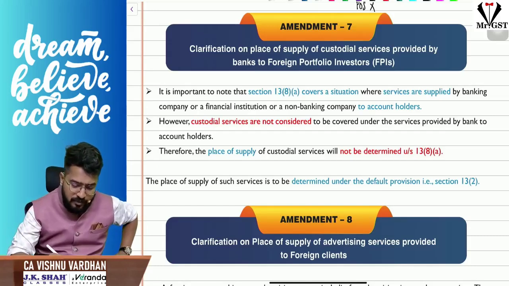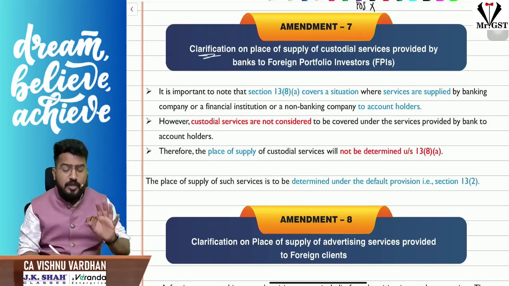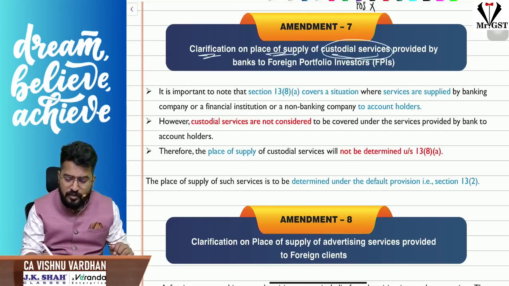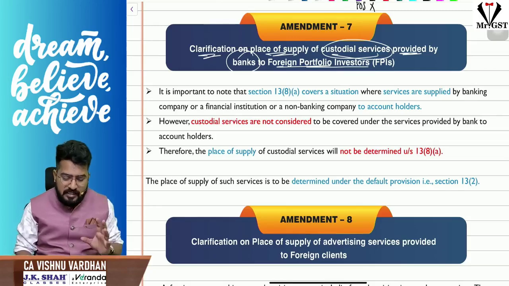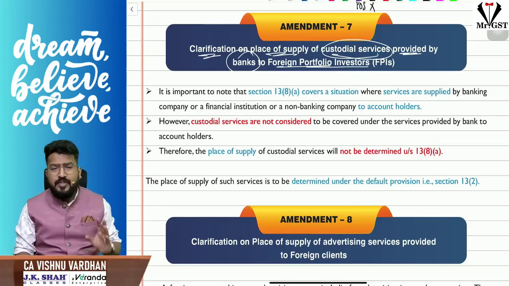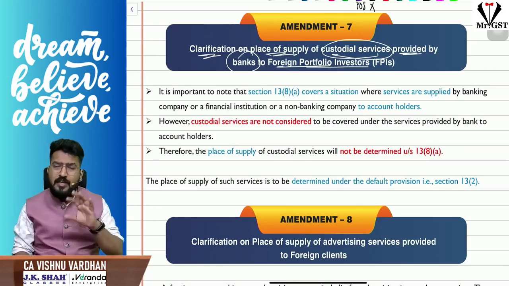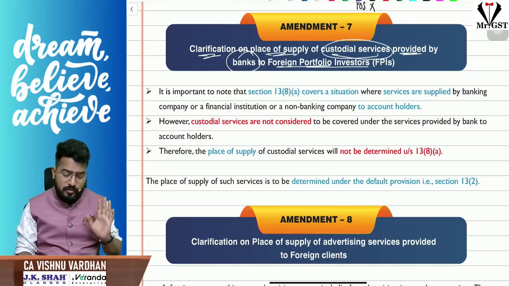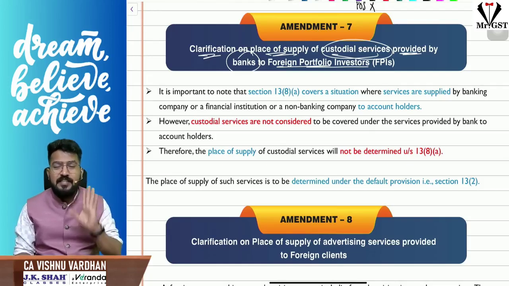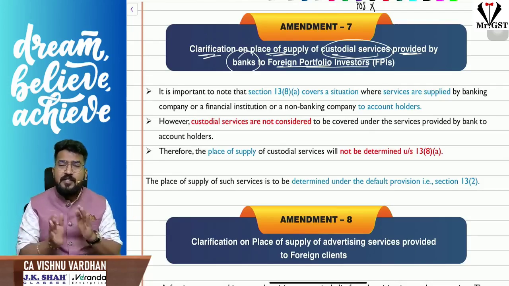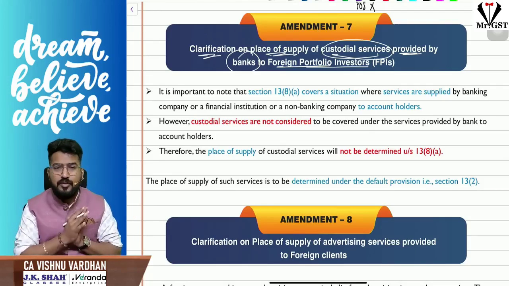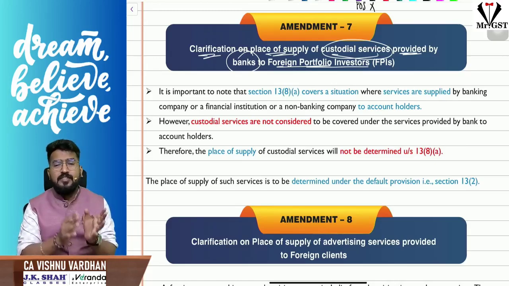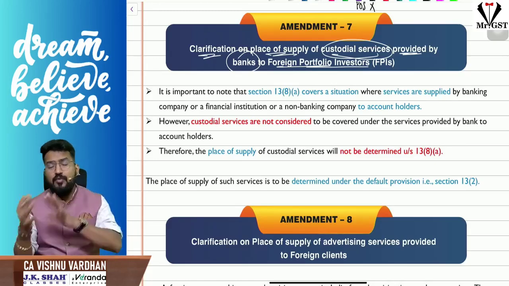Coming to the next amendment, this is with respect to clarification on place of supply for custodial services provided by banks to foreign portfolio investors. Please understand, banks are providing custodial services to foreign portfolio investors. Let us not worry about what foreign portfolio investors or custodial service means, all that stuff. This is not an AFM subject, you know. Now their only dilemma was what the place of supply is, and whether 13 subsection 8 will come into the picture or not. 13 subsection 8, if you remember, covers services provided by banking companies, all that stuff, to account holders.